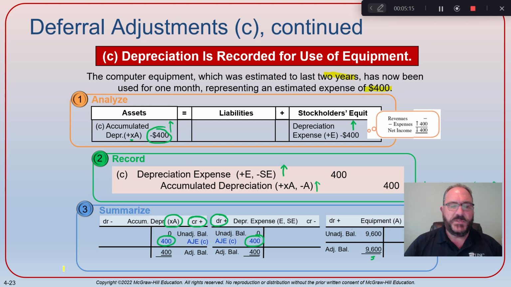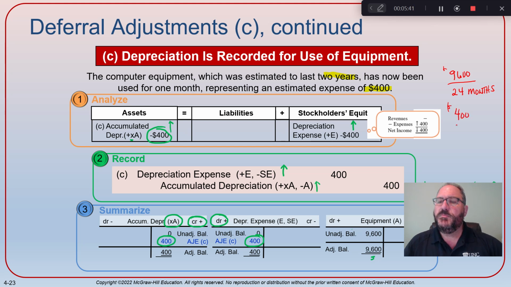So here's what they did. They said we had equipment of $9,600. That's the cost of the equipment. They said 24 months. So that means divide that and you come up with $400 per month. So what they're going to do is that accumulated depreciation is going to increase by $400 a month, lowering the value. So now let's go back over here.